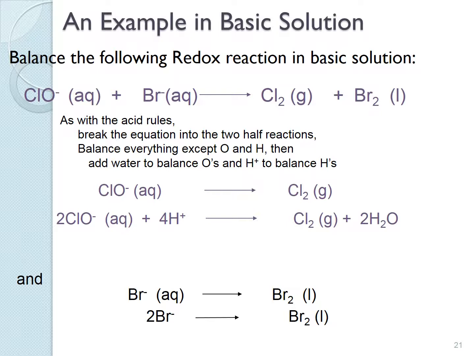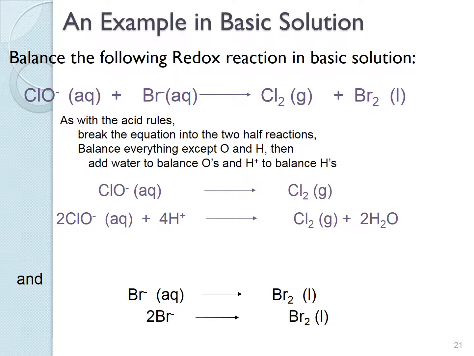Now we're going to balance the O's by adding 2 H2Os on the right hand side. And then because we've added 4 H2s on the right hand side, we're going to add 4 H pluses on the left hand side. So we've totally balanced everything except the O's and H's. And then we add water to balance the O's and H pluses to balance the H's.